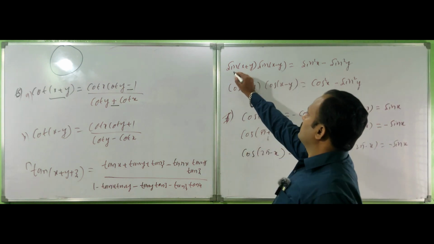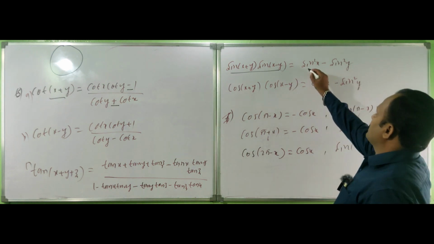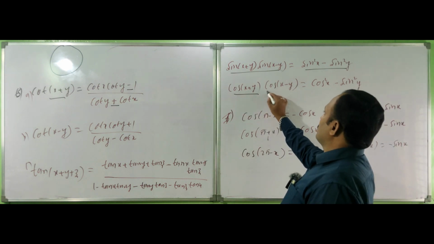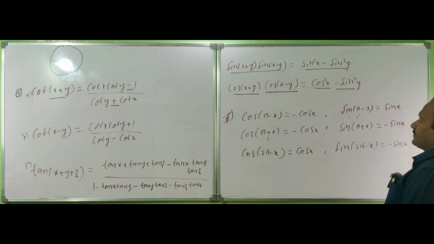This is very important. Sin of x plus y into sin of x minus y gives sin square x minus sin square y. Similarly, cos of x plus y into cos of x minus y gives cos square x minus sin square y.